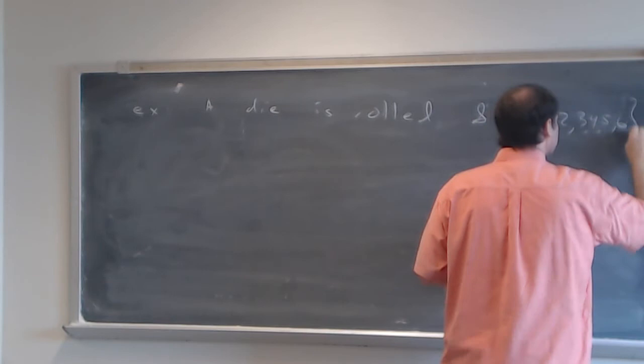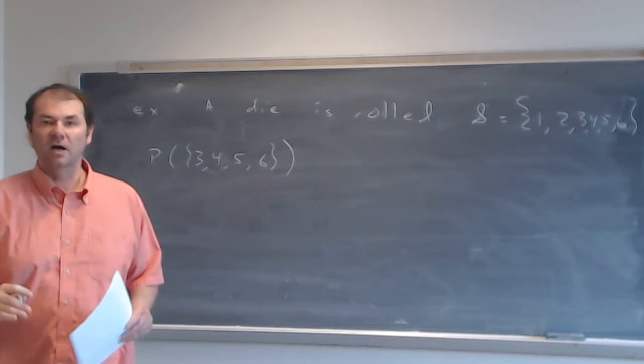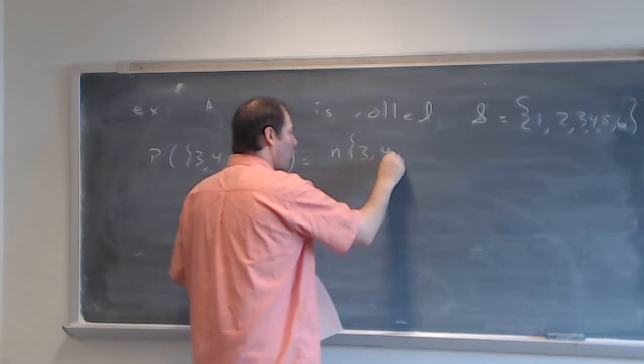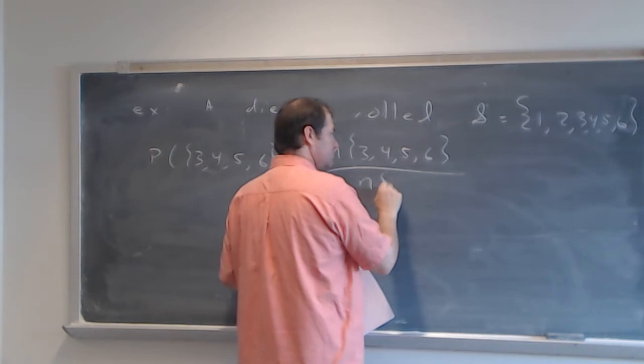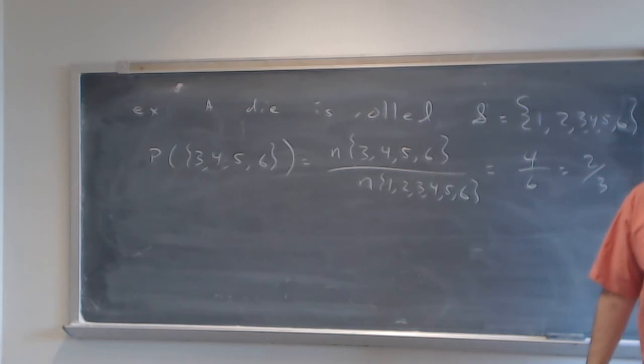And someone might say, what is the probability that you got 3, 4, 5, or 6? Well, we think of the die being a fair die, every outcome being equally likely. So use this classical definition. This is the number in the set 3, 4, 5, and 6 over the number in the sample space, and that's equal to 4 out of 6, so 2/3. So 2/3 of the time when you roll a fair die, you're going to get an outcome that's 3 or bigger.